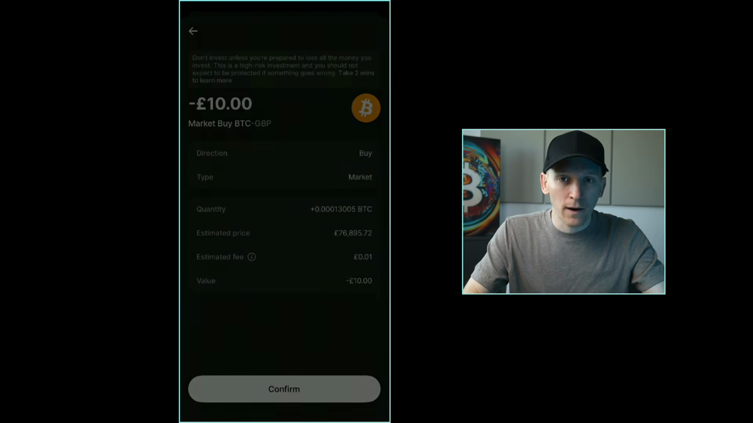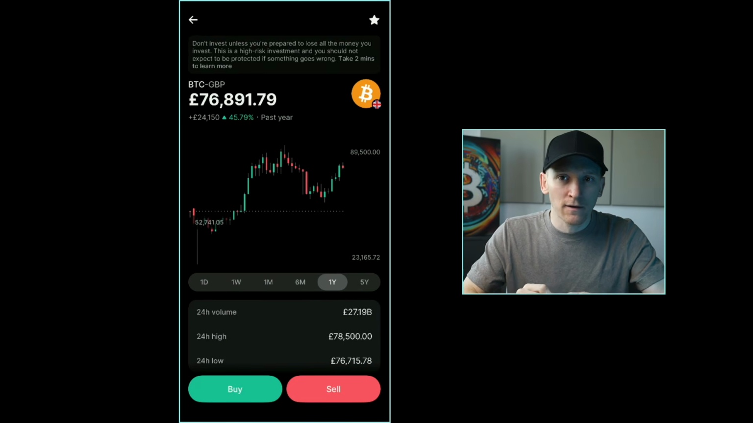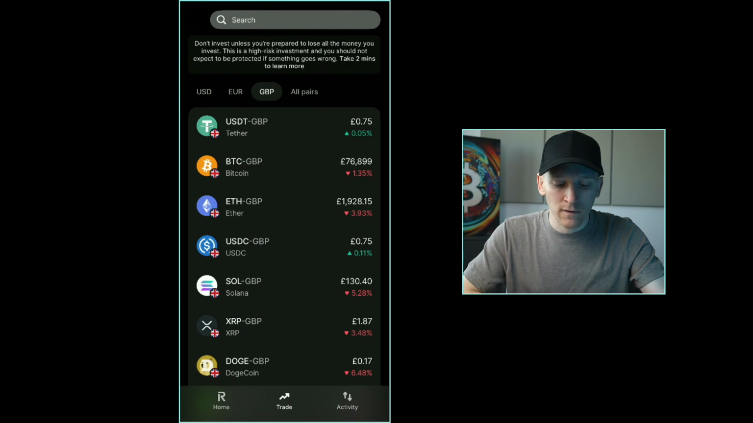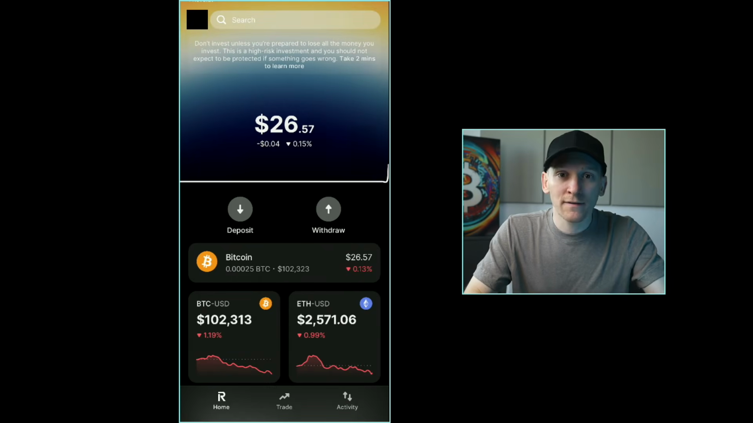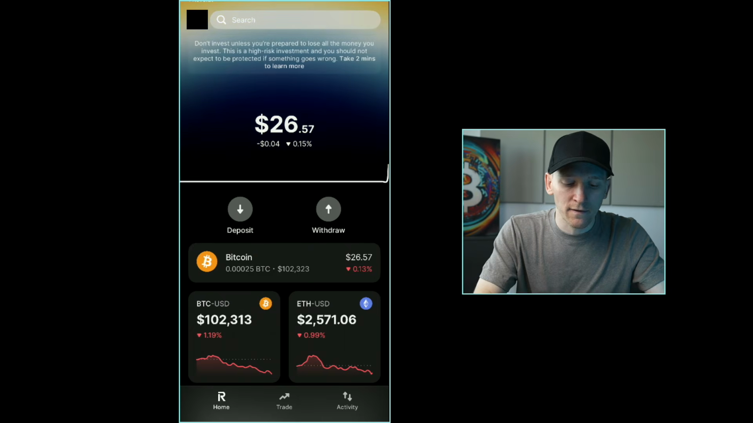It's an estimated price because you don't know exactly the price that you're going to get, because you're just taking the best price when you press the button. Anyway, that's gone through. So you should see here today, I have a market buy of BTC minus £10 and actually have that BTC in my account now. Now we've got a balance of crypto in our Revolut X account. On the main page, you can see Bitcoin, $26 worth. I just spent the remaining pounds to buy Bitcoin there, and you get deposit and withdraw buttons.